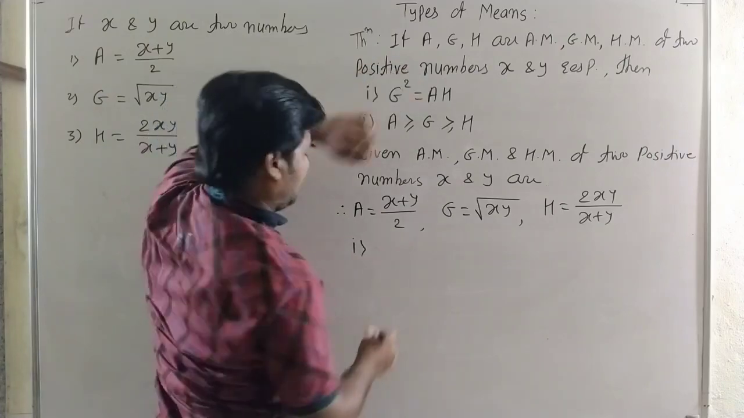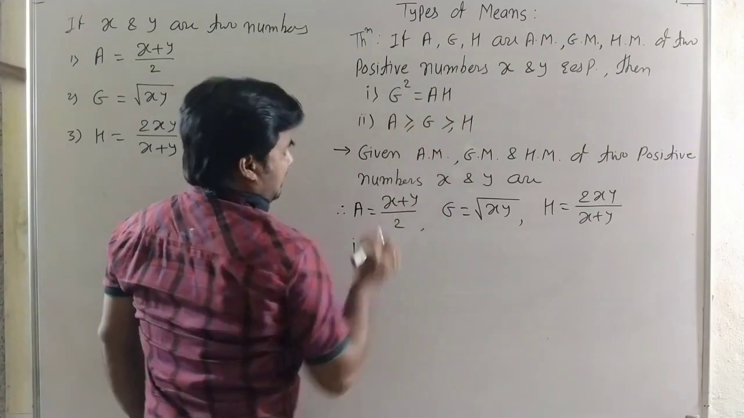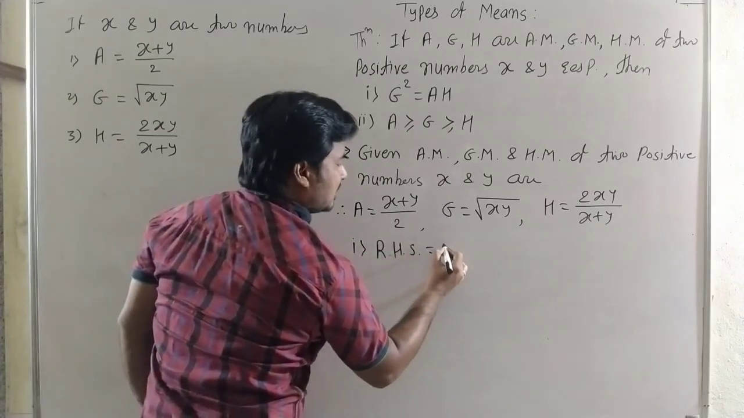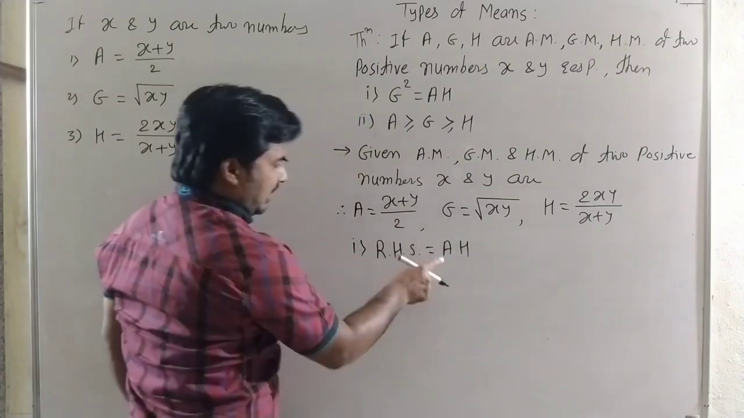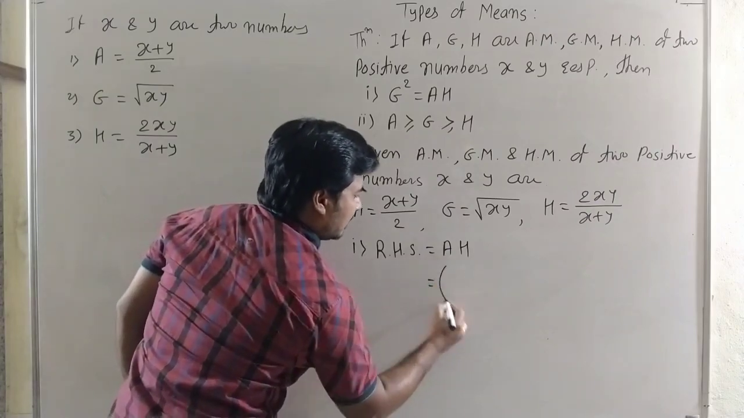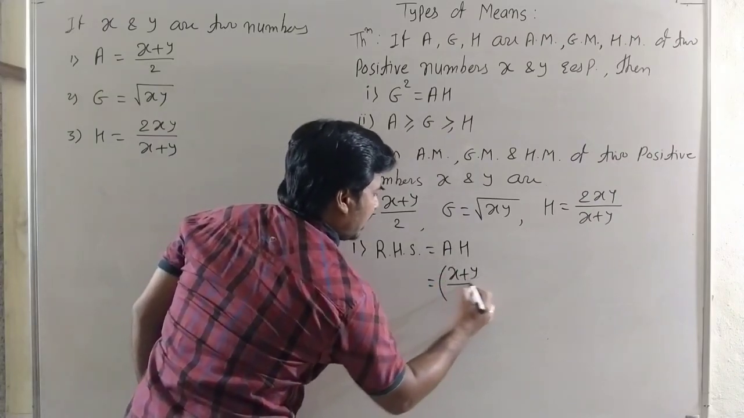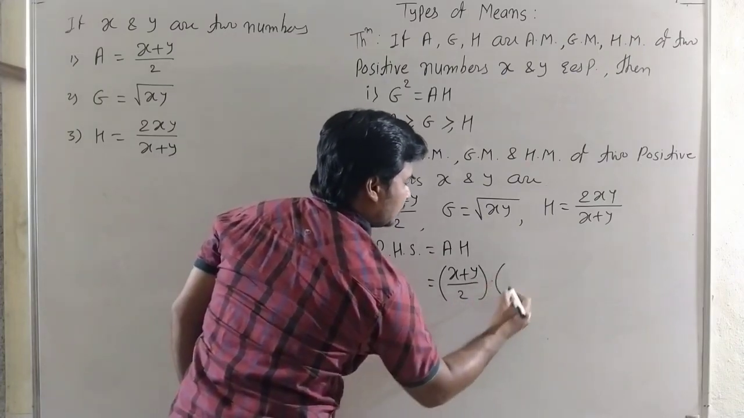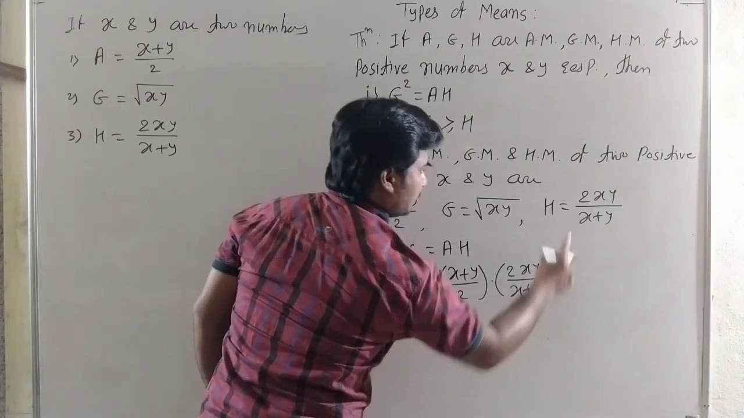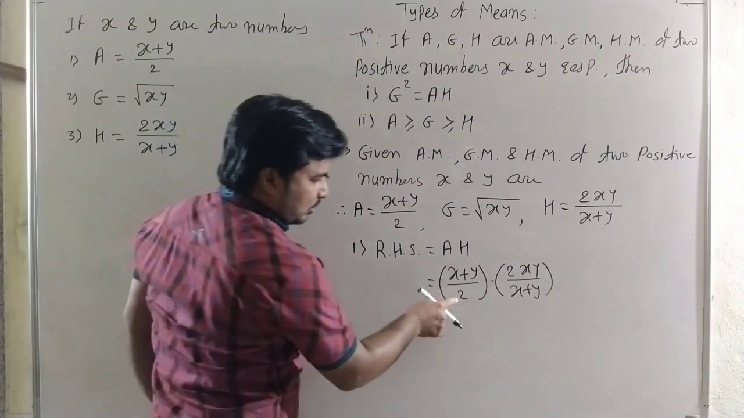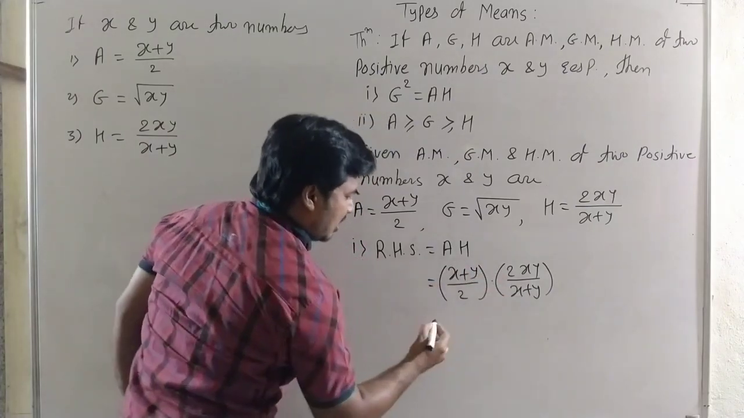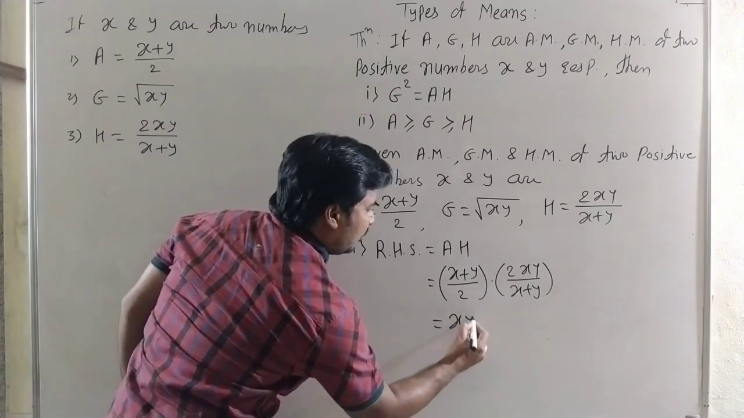Here we take the RHS, it is A into H. A is the arithmetic mean and H is the harmonic mean. Therefore we can write x plus y upon 2 into 2xy upon x plus y. Here 2 gets cancelled, x plus y gets cancelled, only x into y remains.